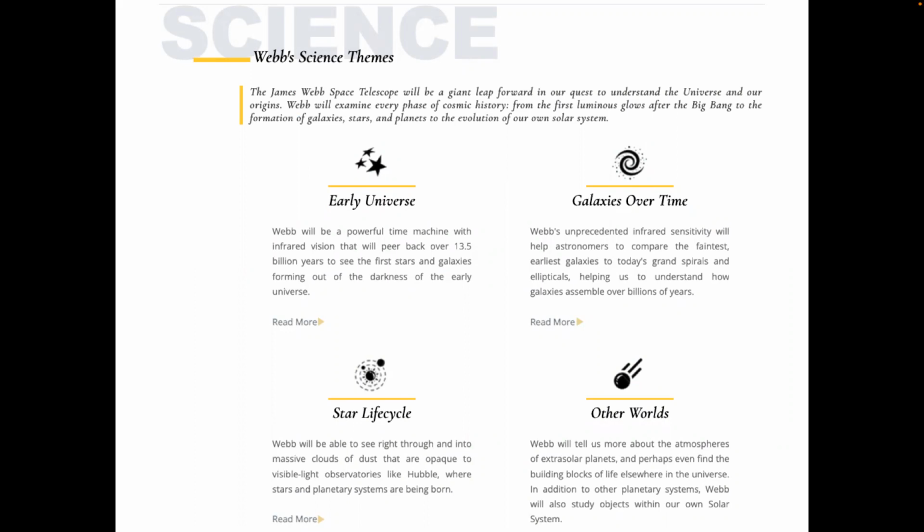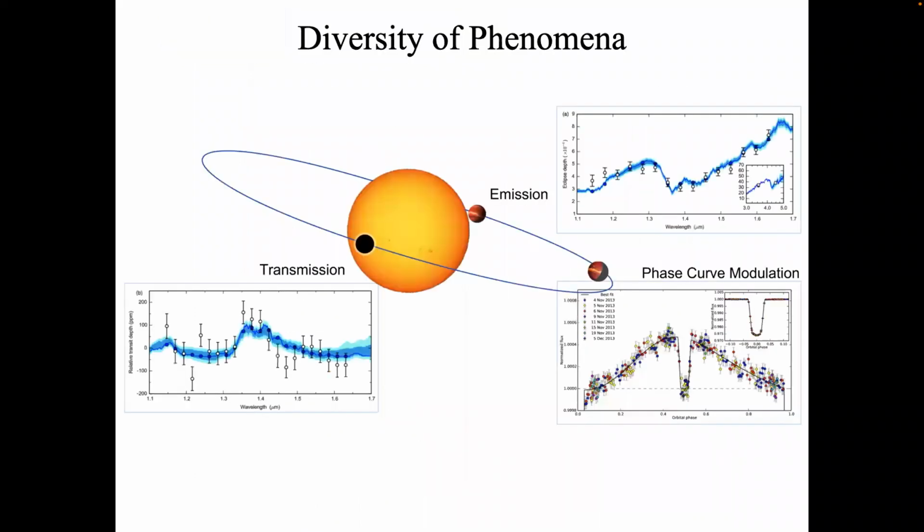Okay, so there are 4 main pillars of scientific targets for the Webb Space Telescope: study the early universe, study galaxies, the life cycle of stars, and the atmospheres of exoplanets. So the idea is to use this telescope for studying the atmosphere of planets, so observing transmission and emission spectra, and studying the population of the phase.